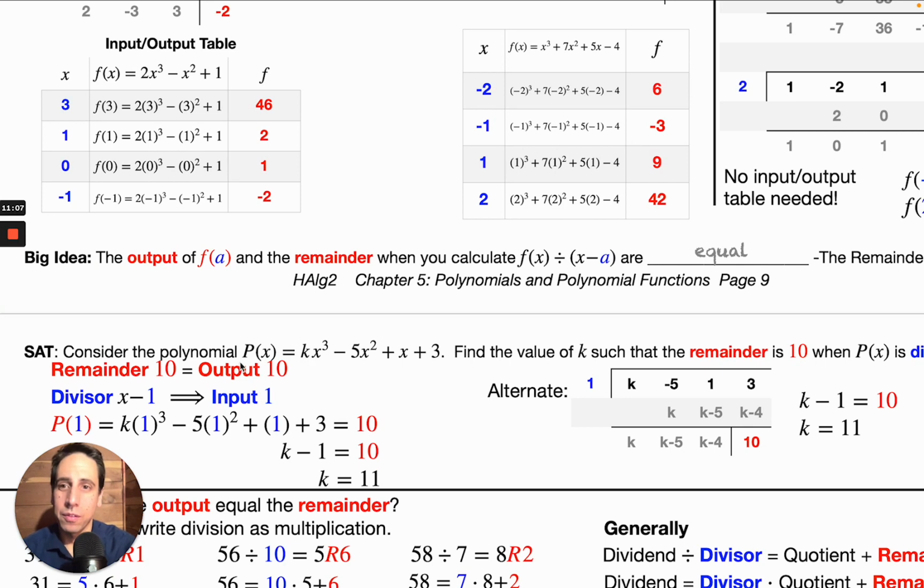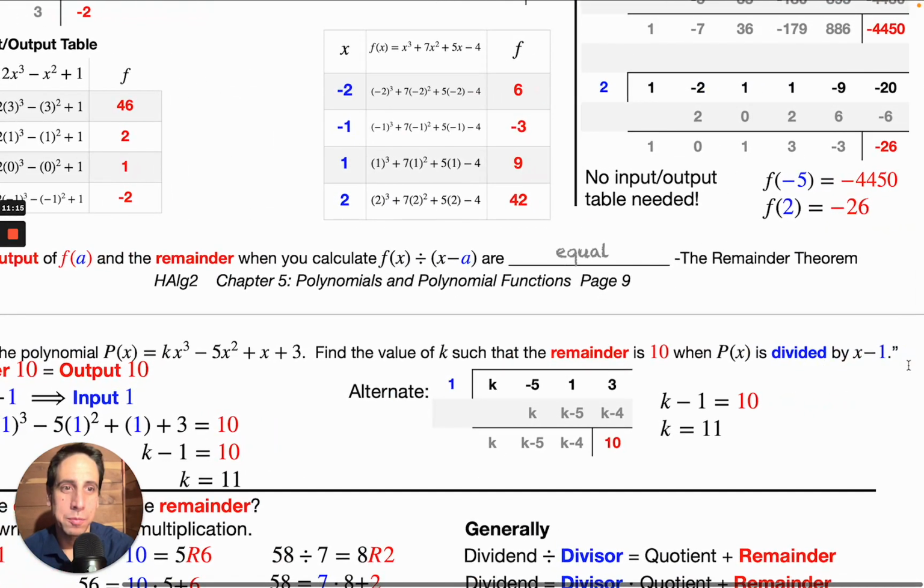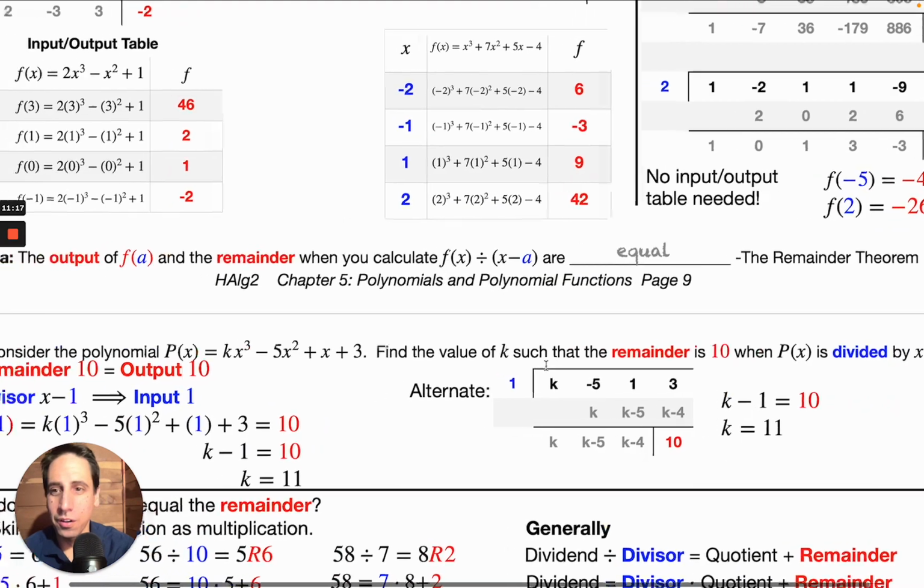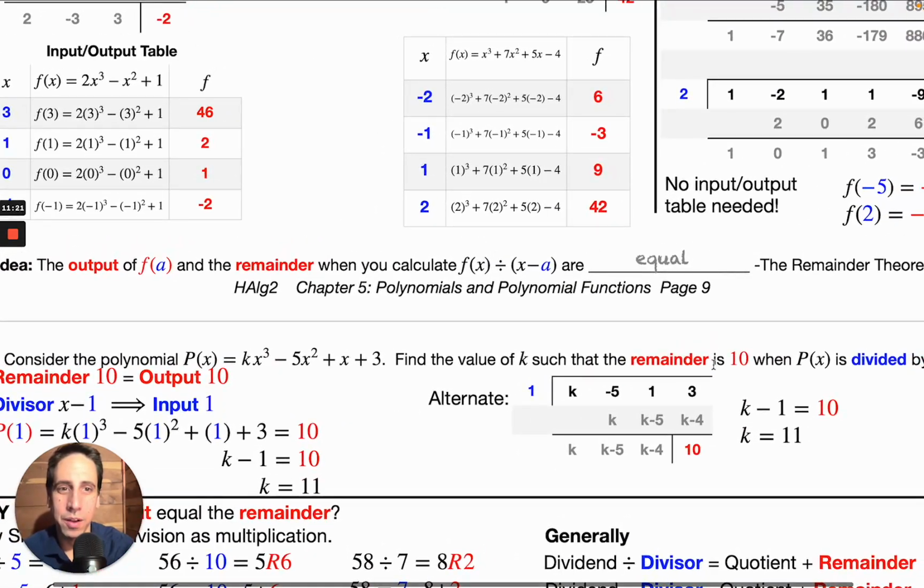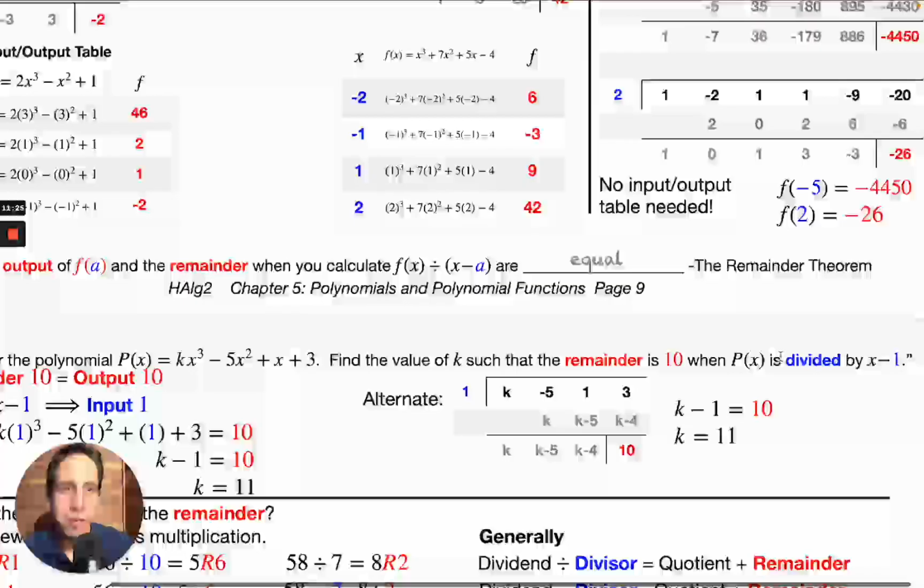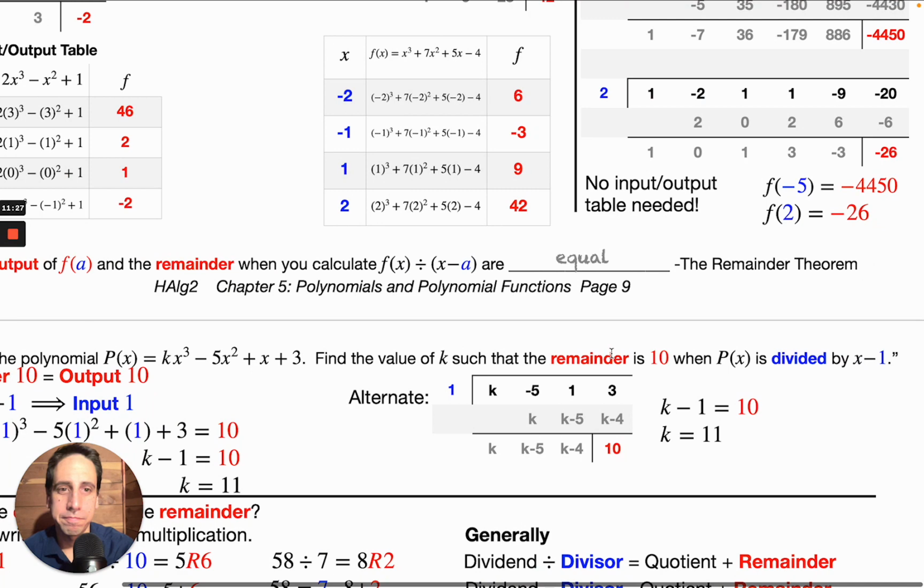So you get this polynomial and find the value of k such that the remainder is 10 when p of x is divided by x minus 1. So what they're testing you here is the remainder theorem. And so what you've got to do is connect the red remainder to the red output and the blue divisor to the blue input.